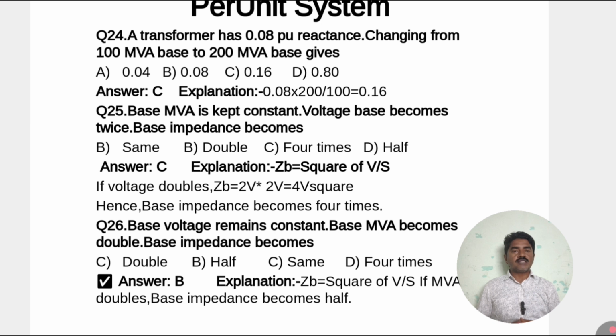24th, a transformer has 0.08 per unit reactance. Change from 100 MVA base to the 200 MVA base. Here is the formula. 100 MVA కి వచ్చేసి 0.08 అయితే 200 కి ఎంత ఉంటుంది అన్నమాట. అది మనం వచ్చేసి క్రాస్ మల్టిప్లికేషన్ చేస్తే ఫైనల్ గా వచ్చేసి 0.16 is the answer.